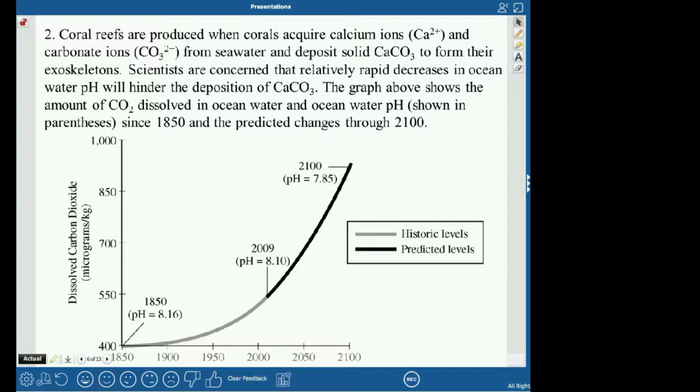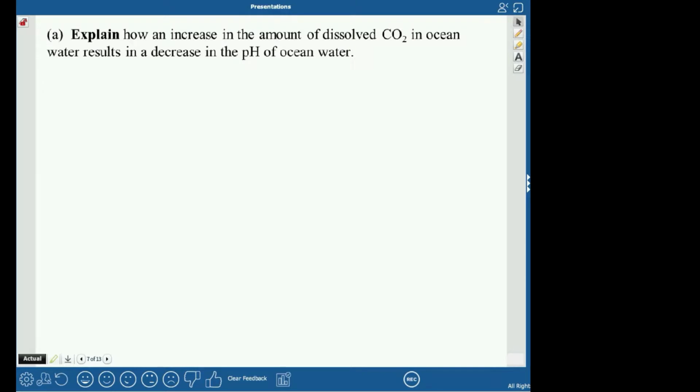This is the background information that they give you. You can see the pH is decreasing as the carbon dioxide is increasing. Then they want you to explain how the amount of dissolved CO2 in the ocean results in a decrease in the pH of ocean water. So basically, you need to explain what's forming. Carbon dioxide reacts with ocean water and forms carbonic acid, which you can show with the equation, or you could do the words.